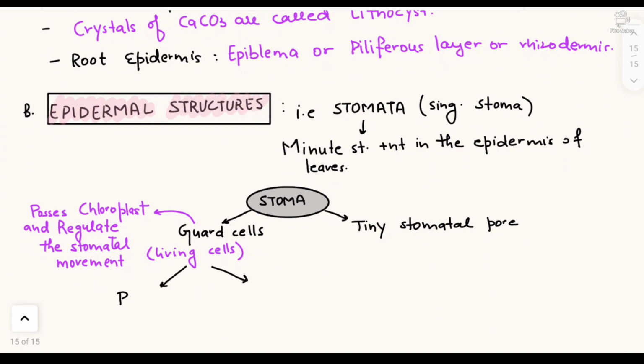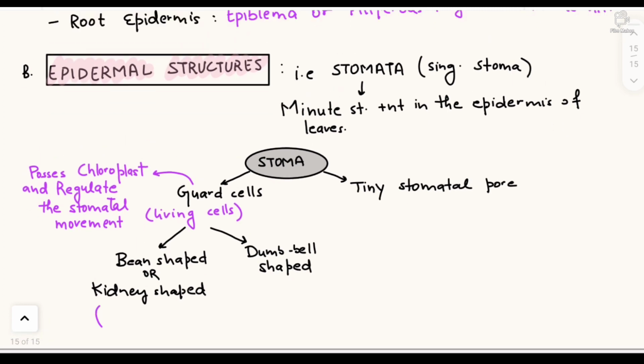We have two different types or shapes of guard cells in case of monocots and dicots. It can be bean shape or kidney shape in case of dicot, and it can be dumbbell shape in case of monocot plants. Here, let's make a diagram of stomata in case of both monocots as well as dicots.